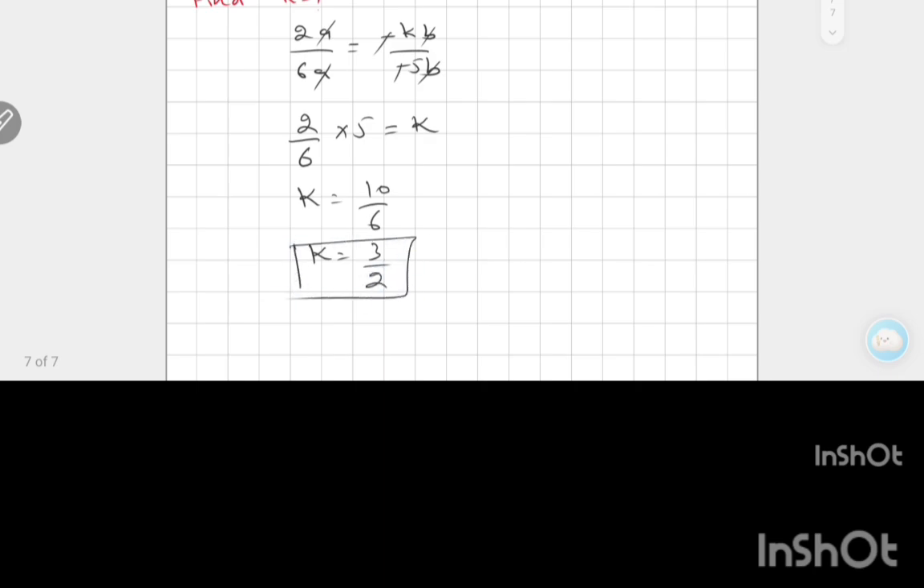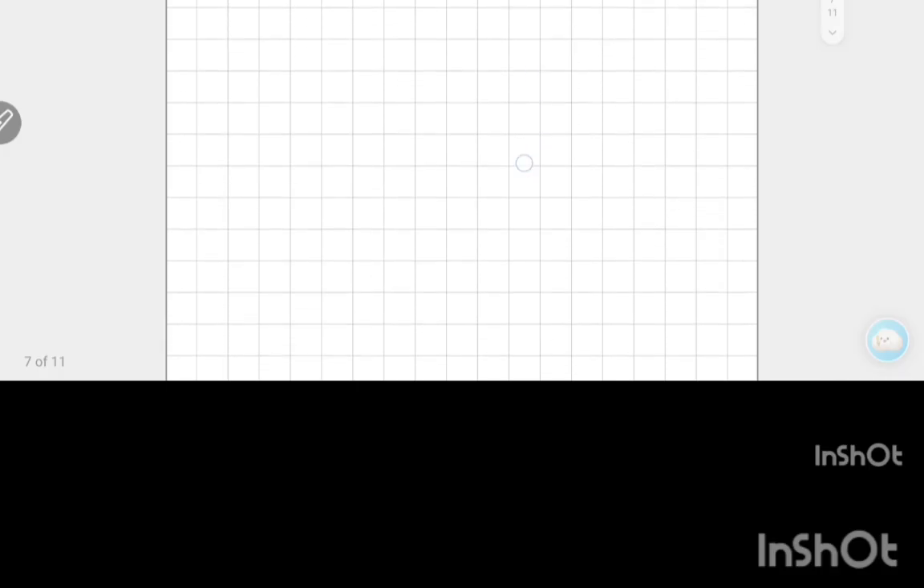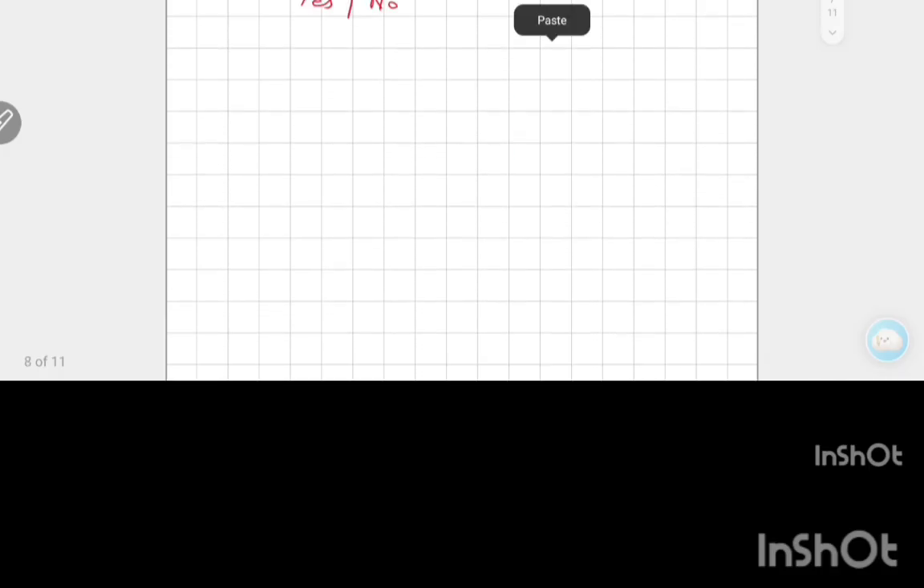We will move forward. Our next question: AB vector is equal to 3a, BC vector is 9a minus 12b. Is AB parallel to BC? Yes or no? The question is yes or no.